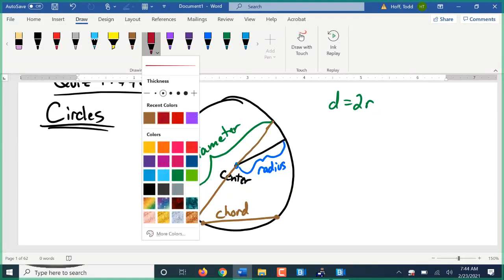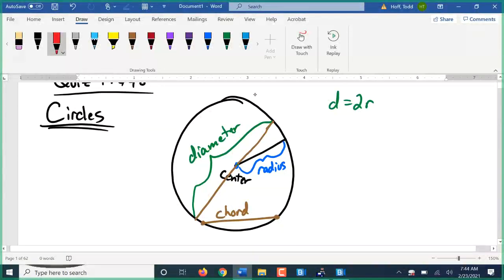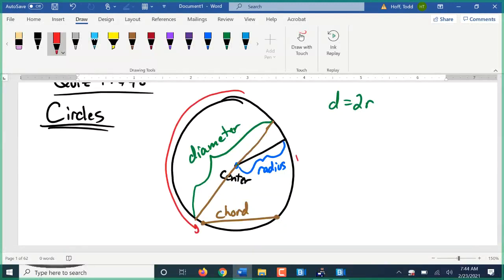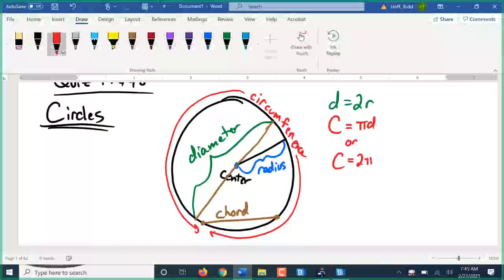And the final feature that we'll talk about in this circle, before we draw another one for more features, is the distance around the outside, which of course is called the circumference. The formula for circumference, capital C, is either pi times diameter, or, since 2 times the radius is the diameter, 2 times pi times the radius. And remember the area of a circle is pi times the radius squared. That's all stuff we looked at last semester.